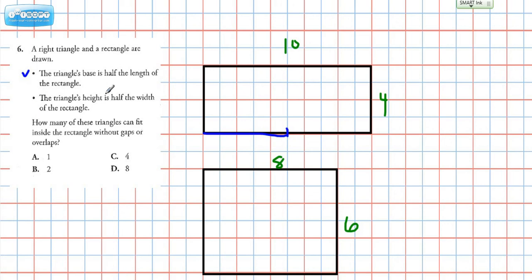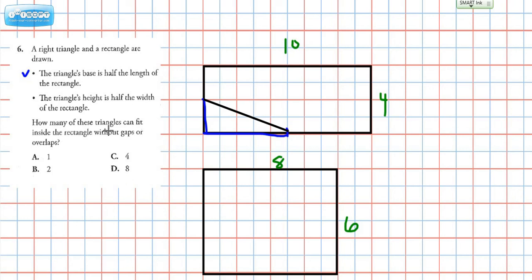The triangle's height is half the width of the rectangle. So if the width is 4, half of that would be 2. So that means it would be here. And if we connect the points, and I'm going to use the line tool just to make this a little bit easier. Okay, all right, so there's one of the triangles.